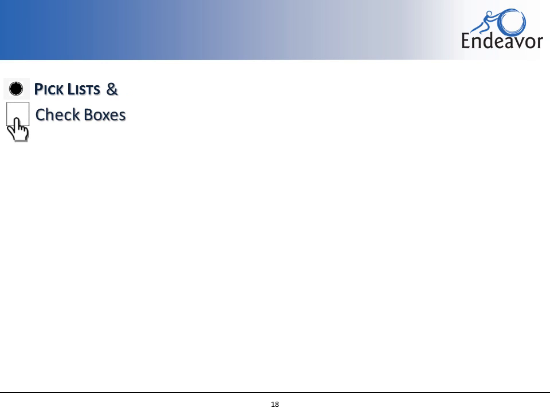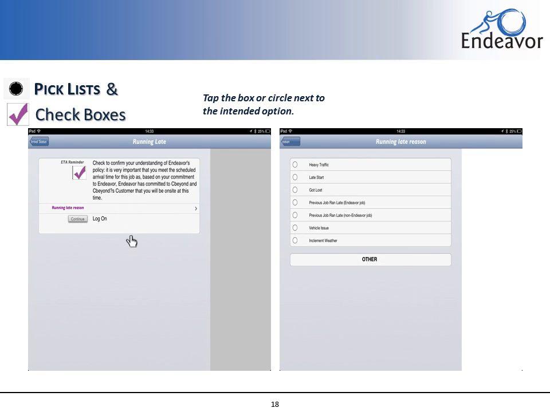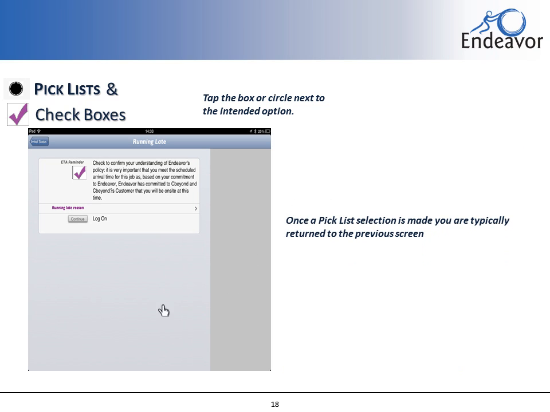Also, pick lists and checkboxes. Pretty self-explanatory here. You click to fill in the checkboxes. Click to fill in from a pick list. Once you make your selection from a pick list, that screen typically returns you to the previous screen.